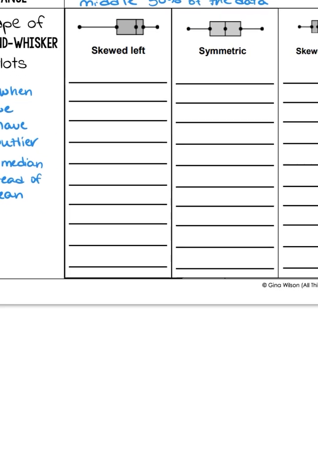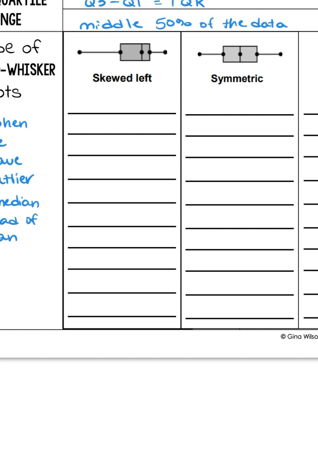Okay? So in a symmetric shape, I guess, of your data, the mean is going to be close to the median. They're about the same. So you don't have any outliers pulling your data, okay? So you have no outliers.